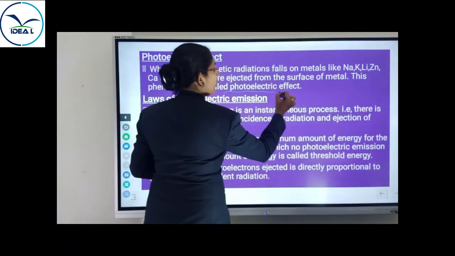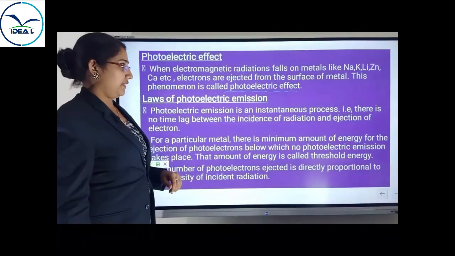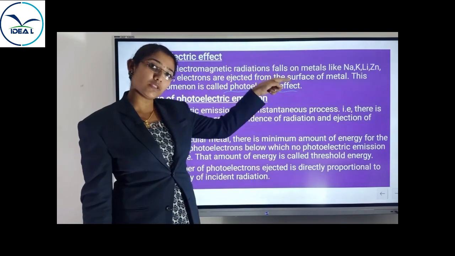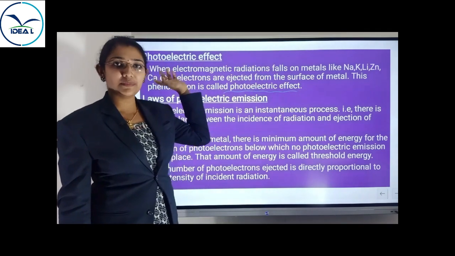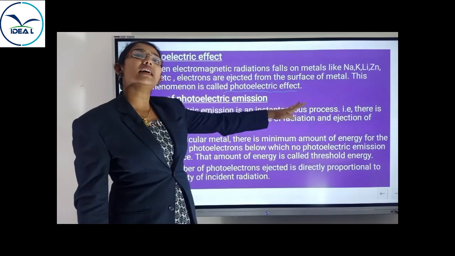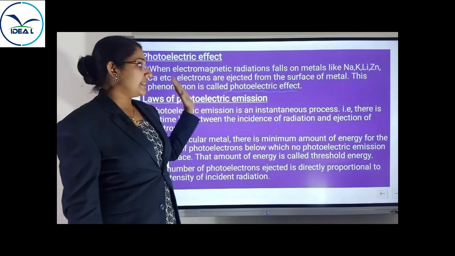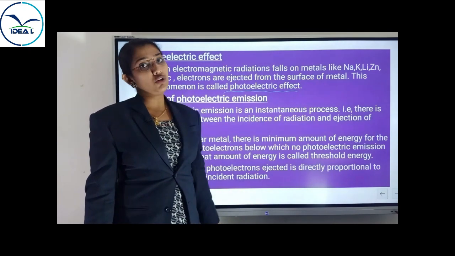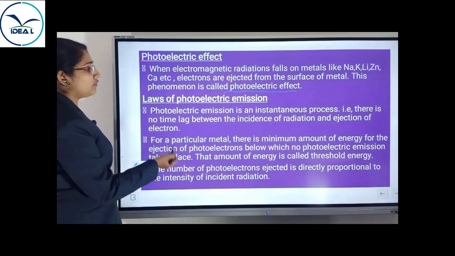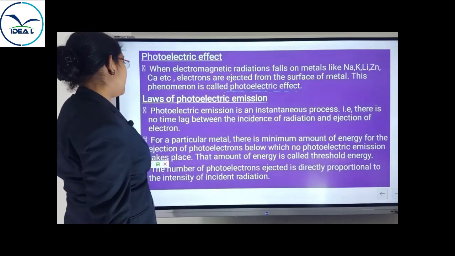That phenomenon is known as the photoelectric effect. So when electromagnetic radiations fall on the surface of metals like sodium, potassium, zinc, calcium, etc., electrons are ejected from the surface of the metal and that phenomenon is called the photoelectric effect. Okay, then here some laws of photoelectric emission are given.